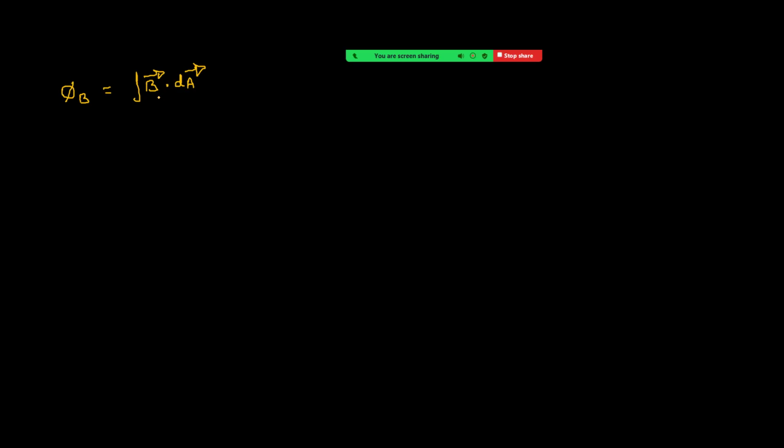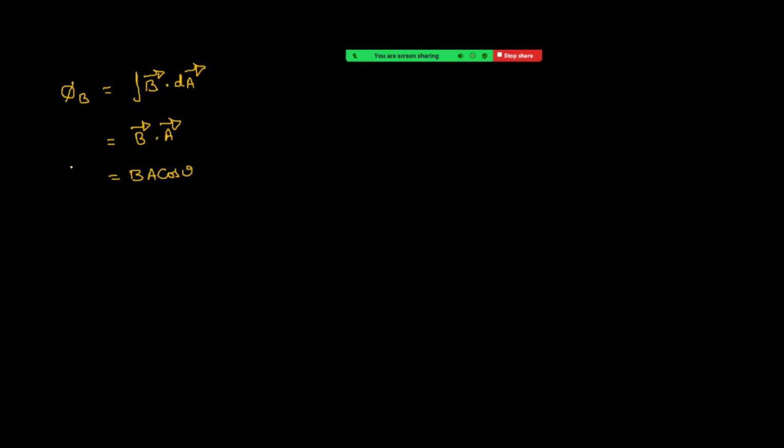Suppose the field is uniform and the area is a plane surface. In such a case, this becomes B bar dot A bar. So this is equal to B into A into cos of the angle between those two, which is a scalar quantity.